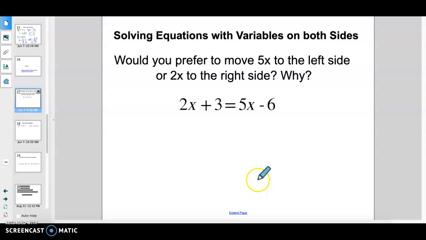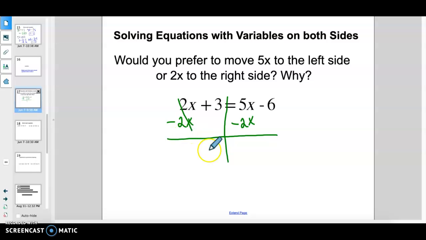For me personally, I really don't like negative numbers if I can avoid them. So if I see the 5x is bigger than the 2x, I'm going to move the 2x to be with the 5x so that I don't get a negative number. So I'm going to do a minus 2x because 2 minus 2 is 0, and then subtract 2x here. Notice I did it to the 5x and not to the 6 because these are like terms. So when you do move these around, make sure you're moving the terms to be with their like terms.